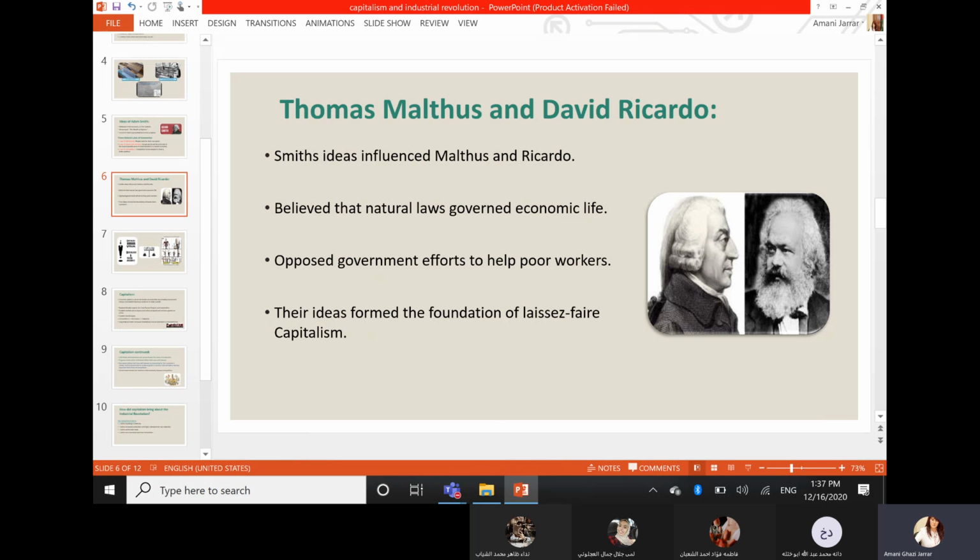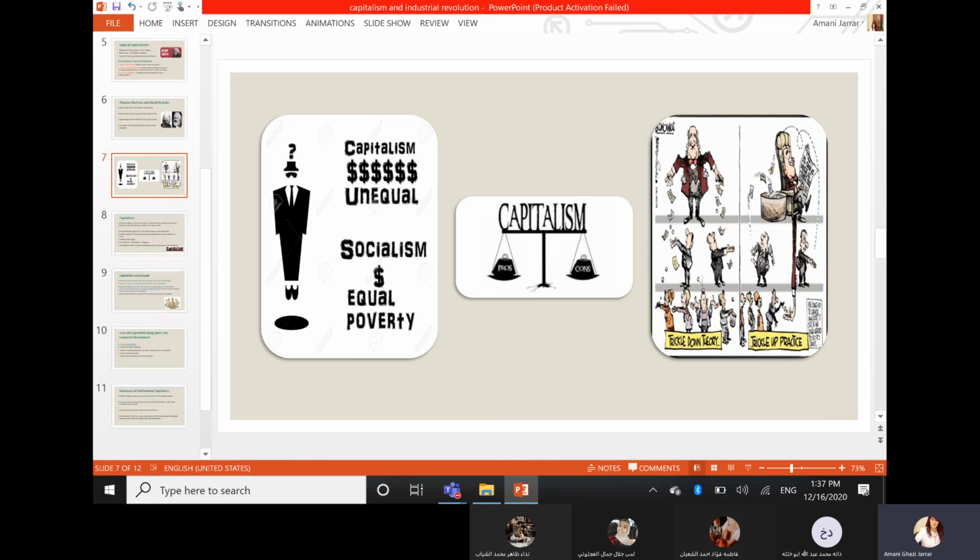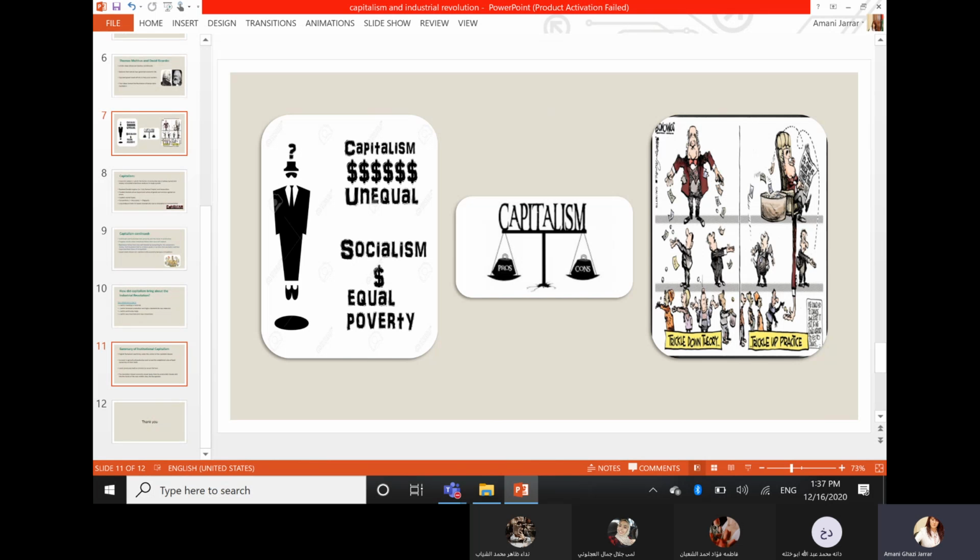So that was the idea of Thomas Malthus and David Ricardo, that government should not interfere, and that it should be the area of only competitors, without the introduction of the government at that time, based on the foundation of what is called laissez-faire capitalism. Okay, of course you may agree or disagree, but I'm just giving you the ideas that they mentioned, and the way they used to think.